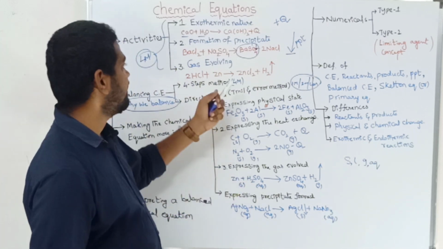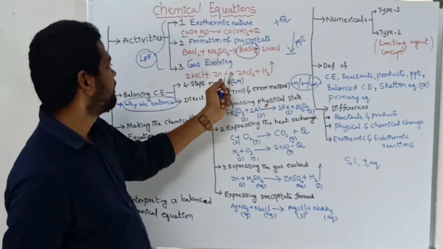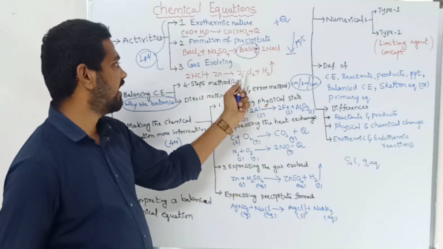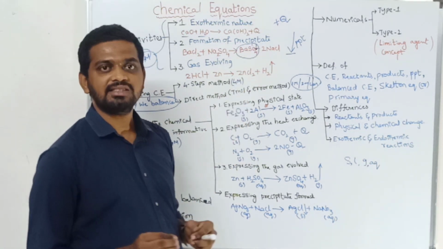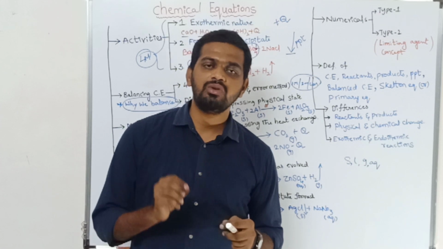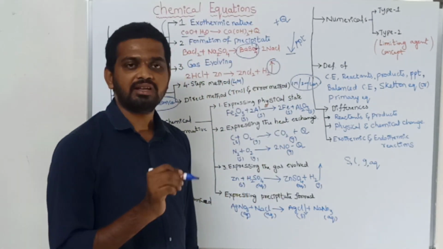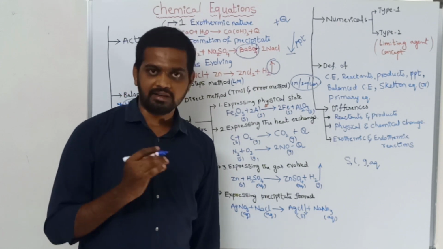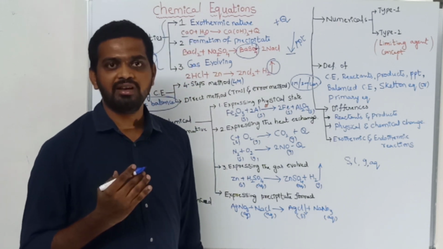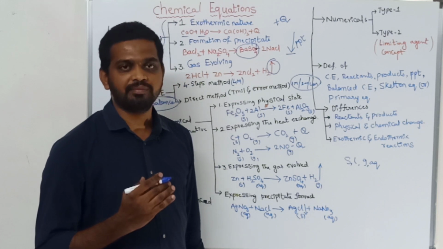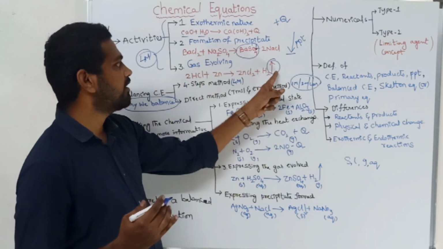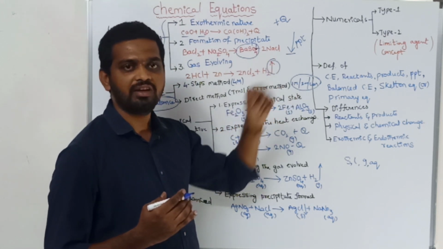Already I explained in the gas evolving activity. If gas is evolved in the chemical reaction, you should use the upward arrow. Is it clear? The upward arrow represents the escaping nature. Gas has an escaping nature due to its low density. So that's why we use the upward arrow for evolving gas.